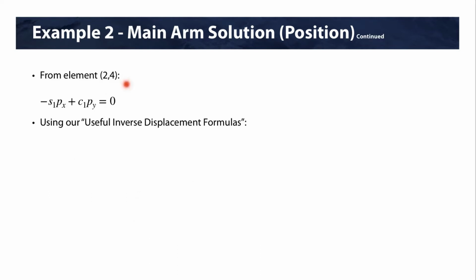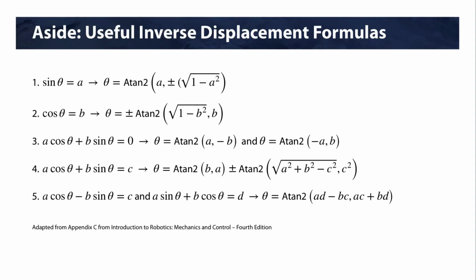All right, so I just rewrote that here. From element 2, 4, we have minus S1 px plus C1 py is equal to 0. Now, if you recall, in our previous video, we had useful inverse displacement formulas. These are given here again just for your convenience, and you can see we have an equation of that form here. So we actually would have 2 solutions for theta 1 in this case. So we're going to write down those 2 solutions.